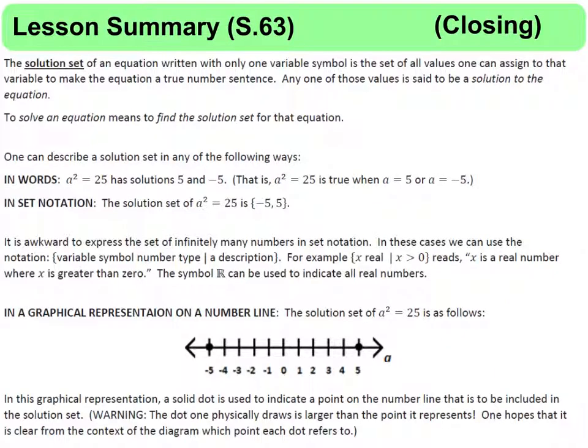So for our lesson summary, we just want to recap that a solution set of an equation written with only one variable symbol is the set of all values one can assign to that variable that makes that equation a true statement.